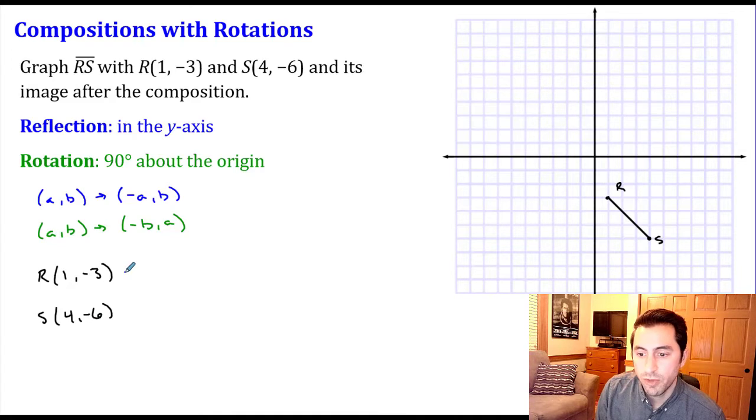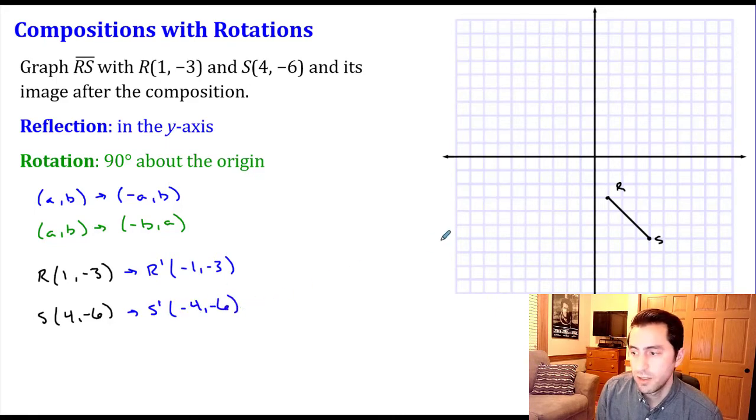And we're going to start with the reflection. So for R prime, the y value stays the same, but now the x value becomes opposite. So we have (-1, -3). And then for S prime, we switch the x value, so we get (-4, -6). And why don't we just graph this right away, see if it looks correct so far. So (-1, -3), here's R prime. And then S prime, we're going to be (-4, -6): 1, 2, 3, 4, and down 1, 2, 3, 4, 5, and 6.